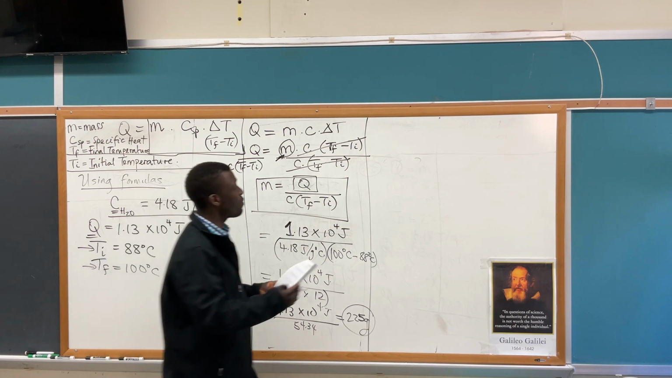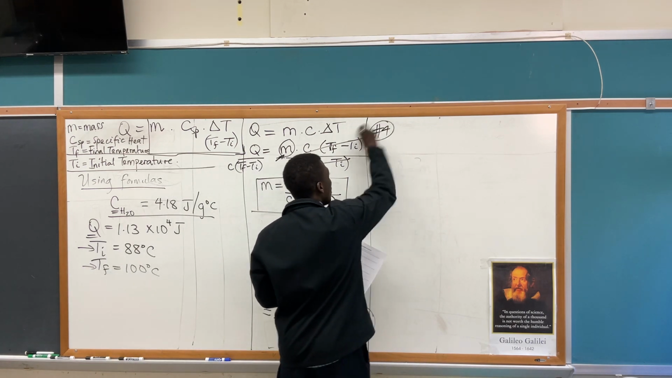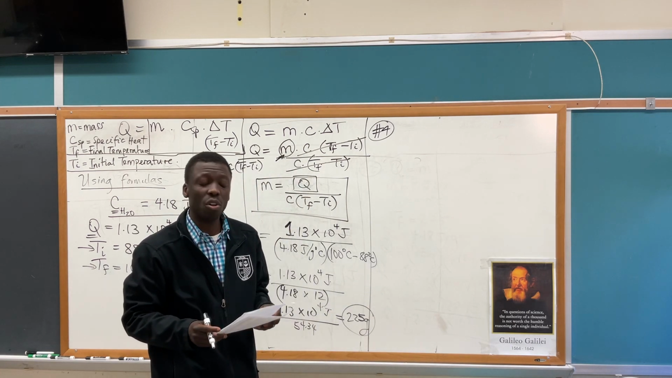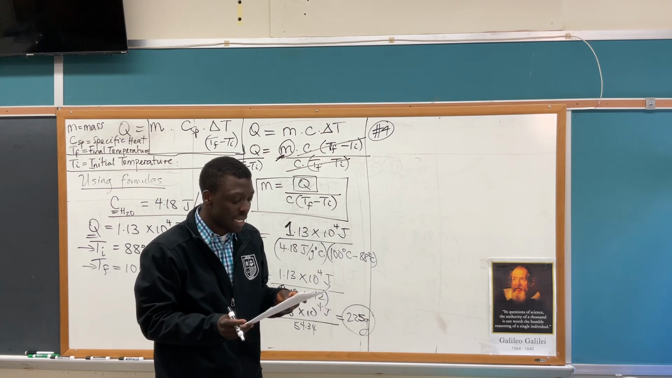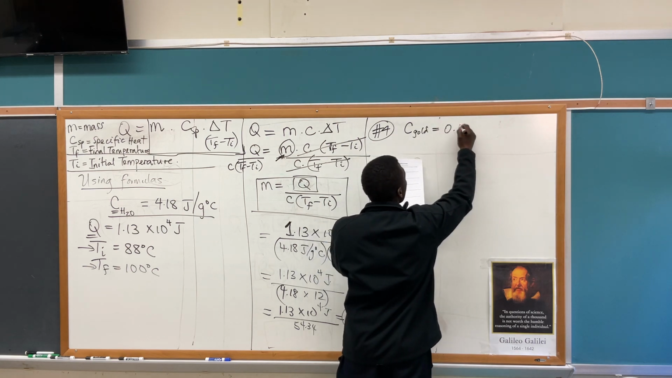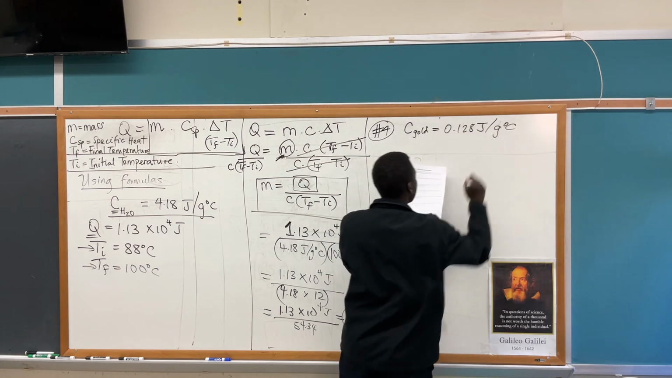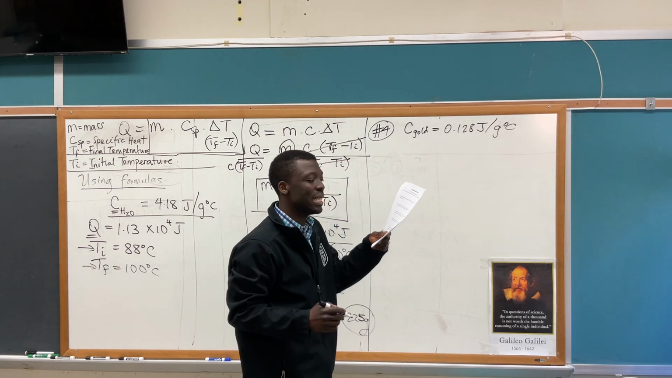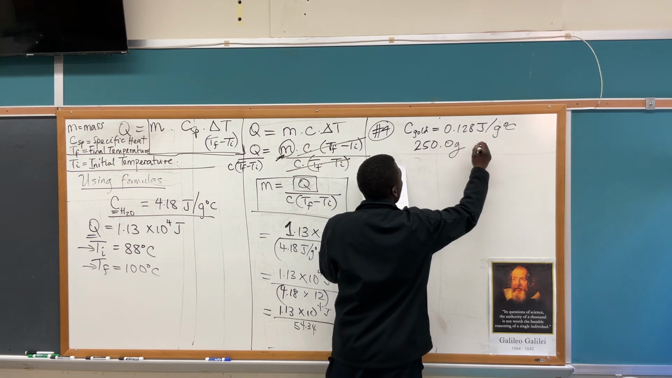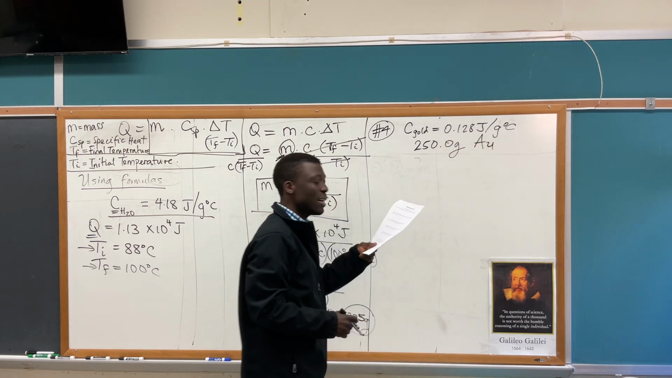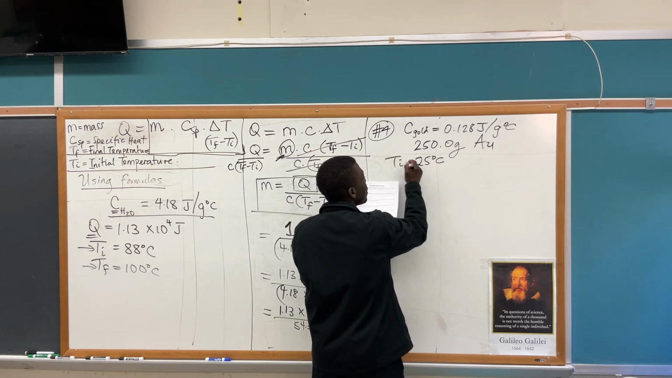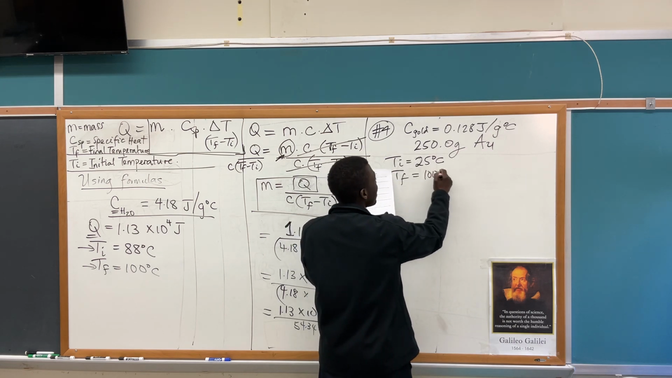Number 4 in our worksheet that we're using as a review, we found this worksheet online, and I'm just using it as a resource for learning how to use the formula. They said the specific heat capacity of gold is equal to 0.128 joules per gram degrees Celsius. How much heat would be needed to warm 250.0 grams of gold? That's the symbol for gold. From 25 degrees Celsius, so that's your initial temperature, all the way to 100 degrees Celsius.